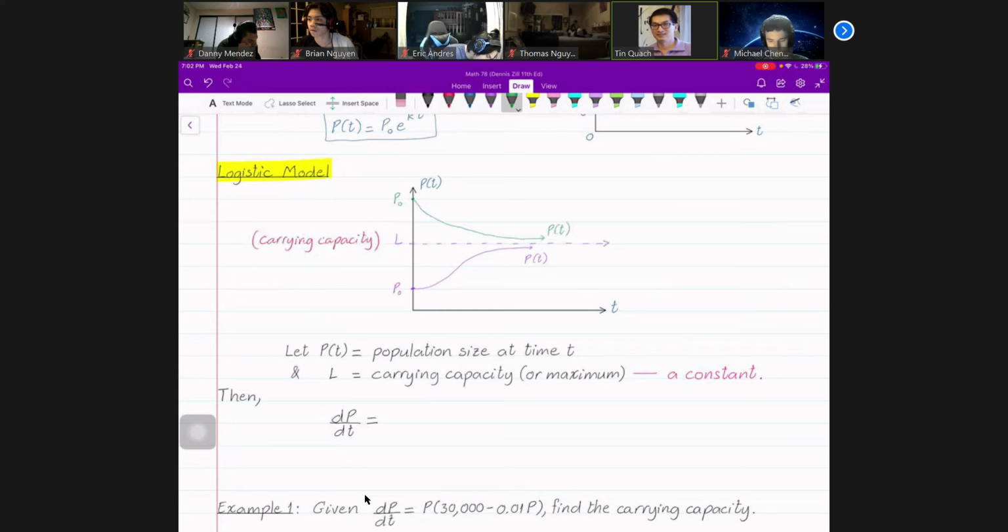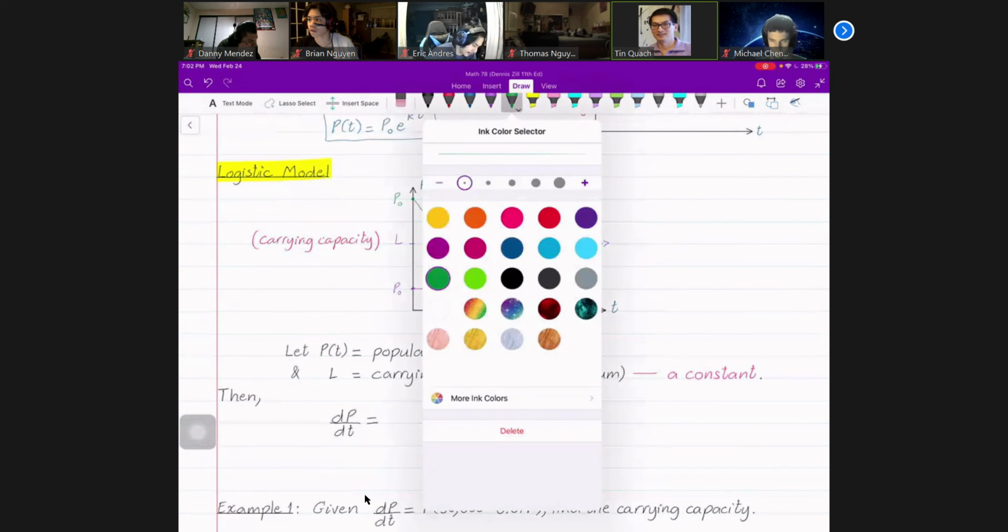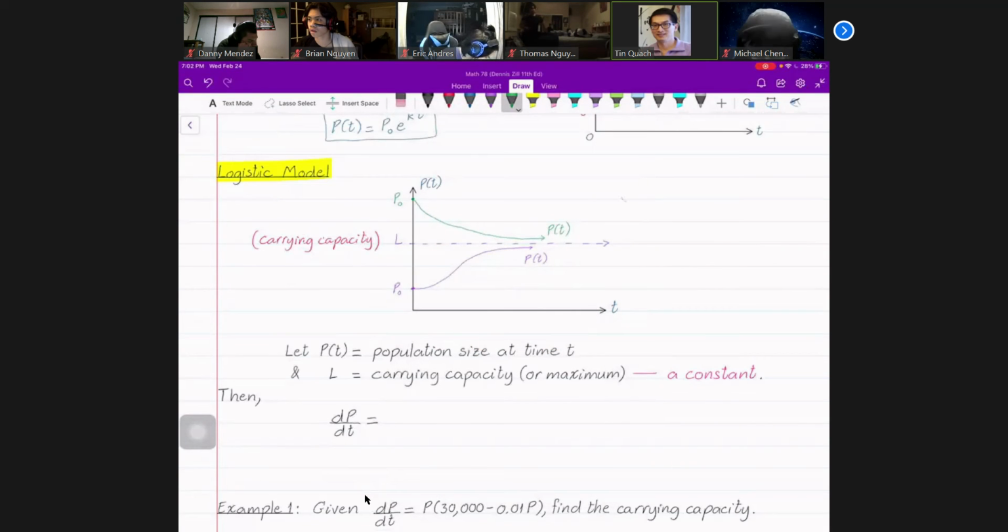Now the graph of P from down here could go up, it could pass the dotted line, but eventually it's going to come back, because you know that there's a cycle here. It always reaches the carrying capacity.